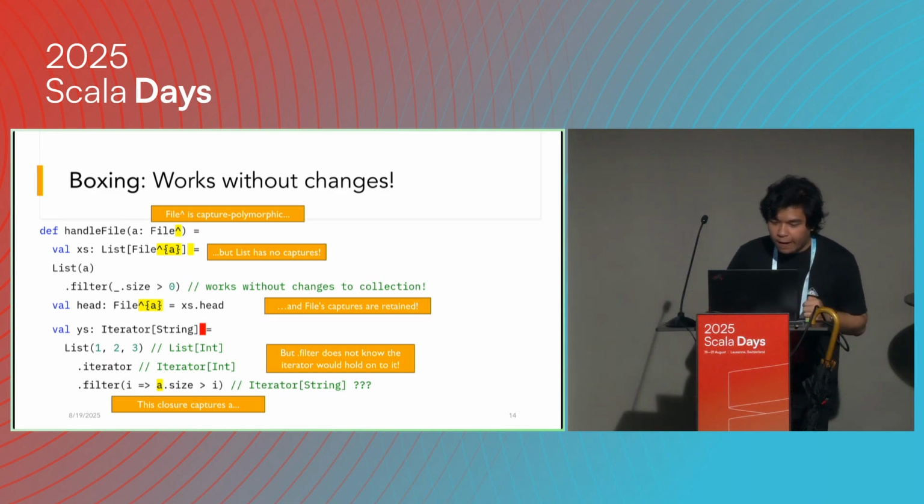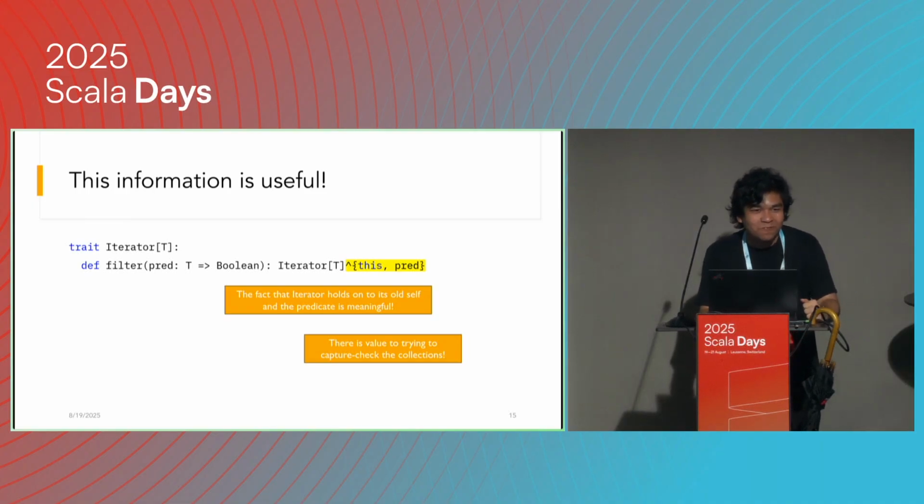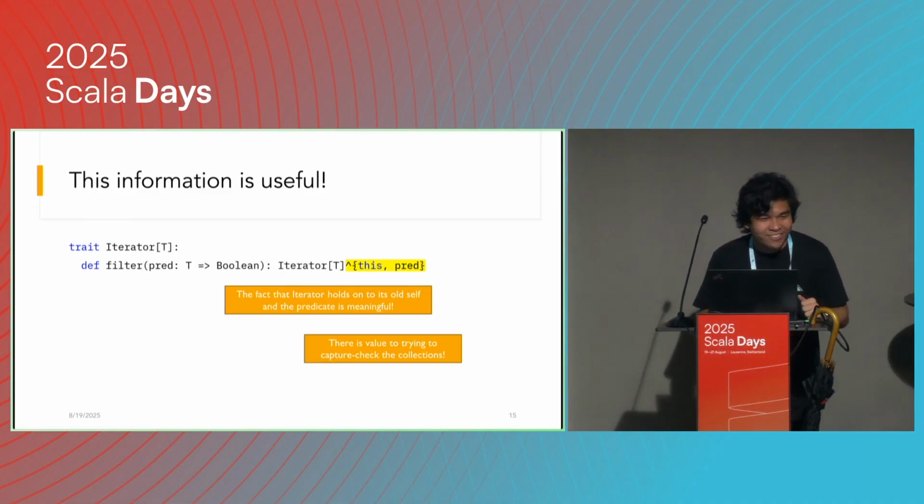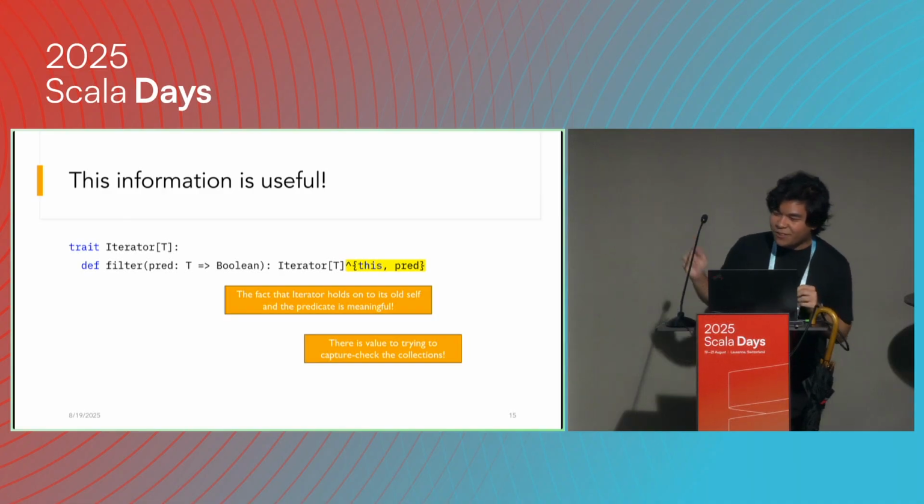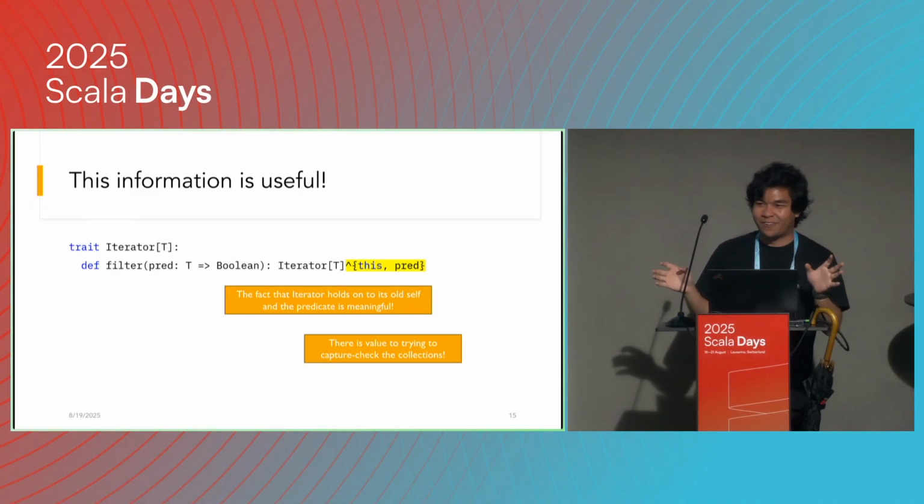So this information is actually useful, right? There is a point to actually doing capture checking on the standard library, although many things work out of the box. And the fact that we want to add these things into the standard library is, I believe at this point, we are convinced that they are useful.